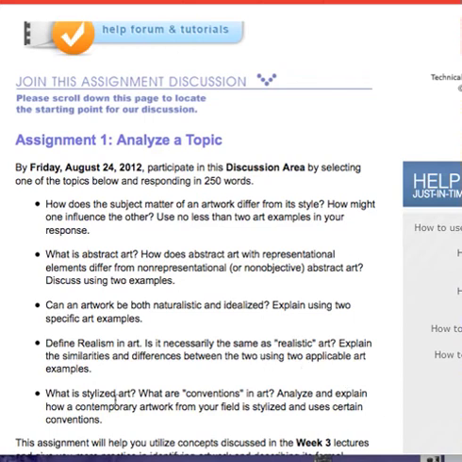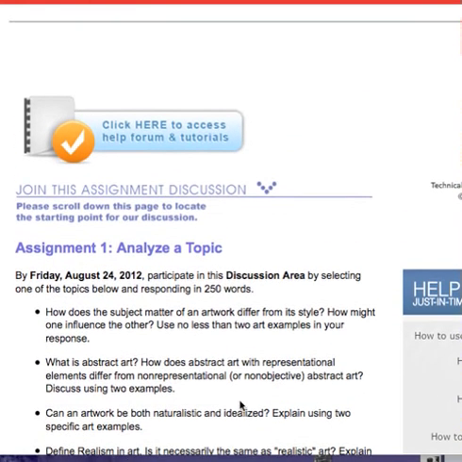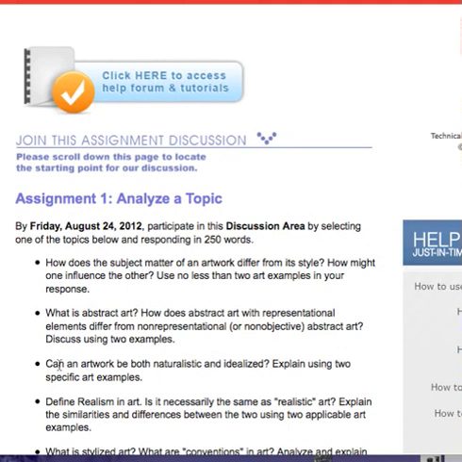Now, what is stylized art? That was somewhere in that list of topics, it had stylized, and I'm sure you'll run into what conventions in art are. Make these notes, and when you start answering the questions, you'll have a pretty good idea of where you're going to go. For an example, how can artwork be both naturalistic and idealized? Use 2 specific examples of art, okay?